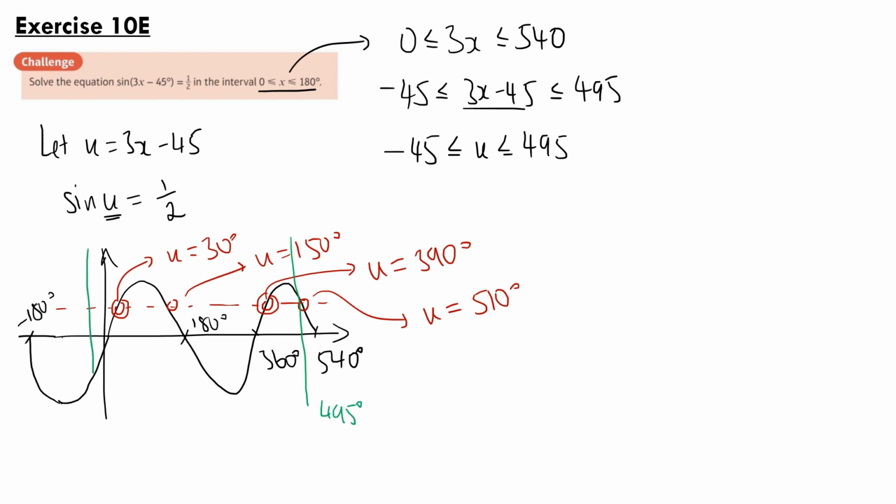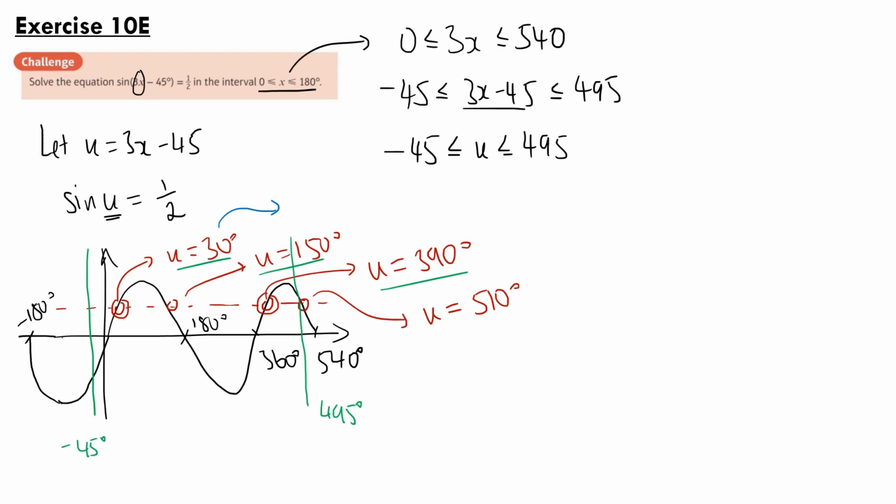And here we're also at minus 45 degrees. And so we can see that our only solutions are u equals 30 degrees, u equals 150 degrees, and u equals 390 degrees. And now we can't leave our answers in terms of u because we're asked to solve the equation in terms of x. And so converting these back into x solutions.